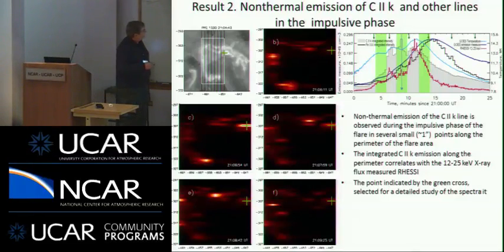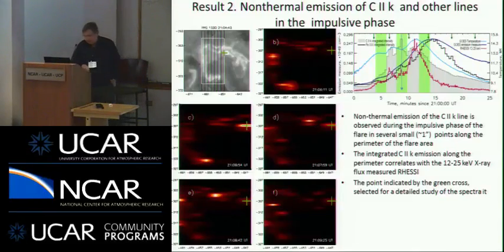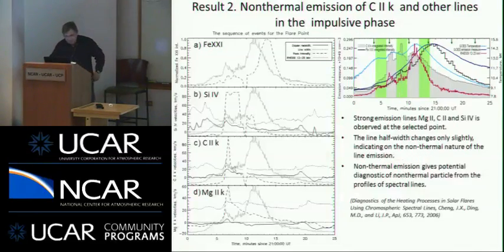And each of these images is the intensity of the carbon-2 K line. It just corresponds to this box. So what we can see in the impulsive phase is this strong brightening. It's a point-like brightening, and it corresponds very well to the hot X-ray sources.